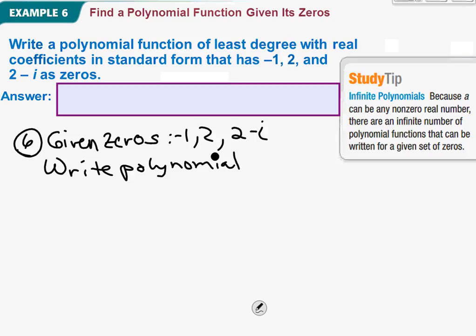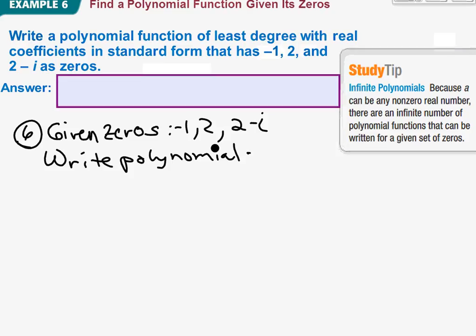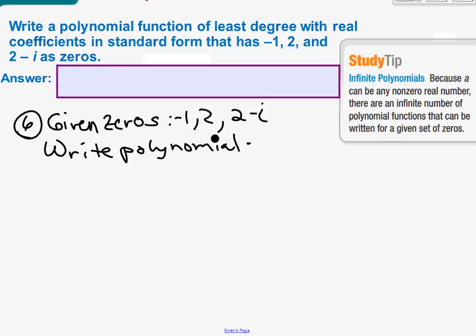And I'm using 2 colors here on purpose because that is all we're told. So we know if there's a complex 2 minus i, there's also another one, 2 plus i. And the book authors aren't going to tell us that, but we also have 2 plus i. The authors aren't going to tell you, you are expected to know, okay? So that's what you're expected to know in this kind of problem.